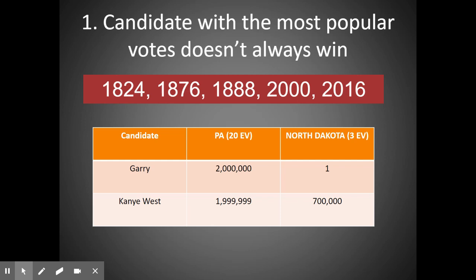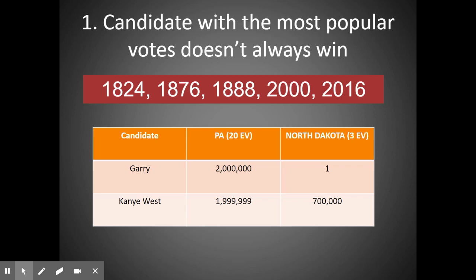Let's now jump to North Dakota, our second state. It's only worth 3 electoral votes. Let's say that one random North Dakotan feels bad for me and votes for me, and Kanye gets 700,000 people to vote for him. Winner take all, he gets all 3 electoral votes. After these two states, he has considerably more actual popular votes than I do. I have 2,000,001 popular votes, and he has considerably more than that. Yet I'm winning 20 to 3 in the electoral votes.